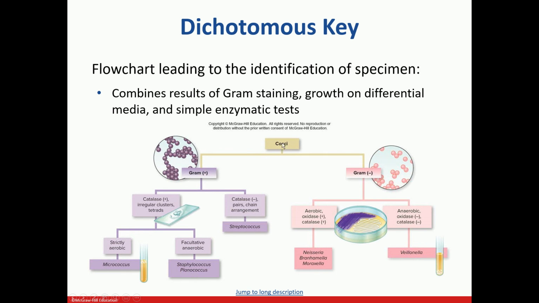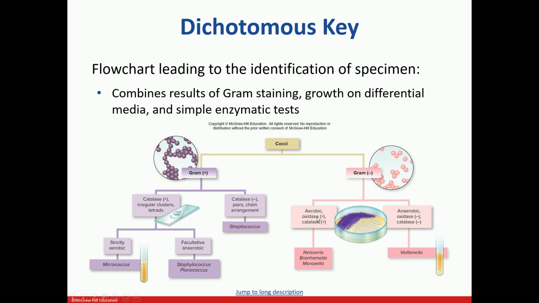But if we have cocci that are gram positive and in the form of these clusters, but they are facultative anaerobes, facultative anaerobes means they can live in the presence of oxygen, then we can say that they may be staphylococcus or planococcus. So this is the way we perform the test. This is the microscopical test, and then we do some biochemical tests, and on the basis of that we can identify the bacteria.